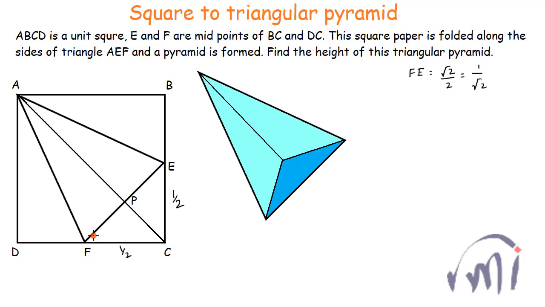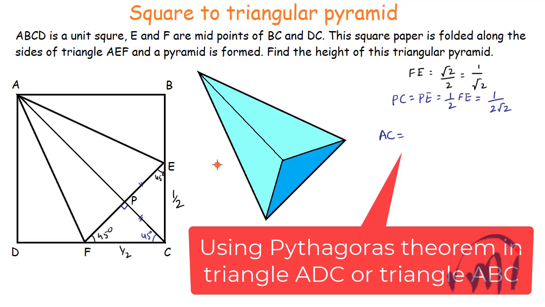root 2. And here, since it is an isosceles right angle triangle, both these angles will be equal to 45 degrees. This angle will also be equal to 45 degrees. And the diagonal of the square actually makes a 45-degree angle with the side of the square. That means this angle is also 45. That means this remaining angle will be equal to 90 degrees, or you can say PC will be perpendicular to FE. So PC will be equal to PE, which will be equal to half of FE, or you can say this will be equal to 1 divided by 2 root 2.